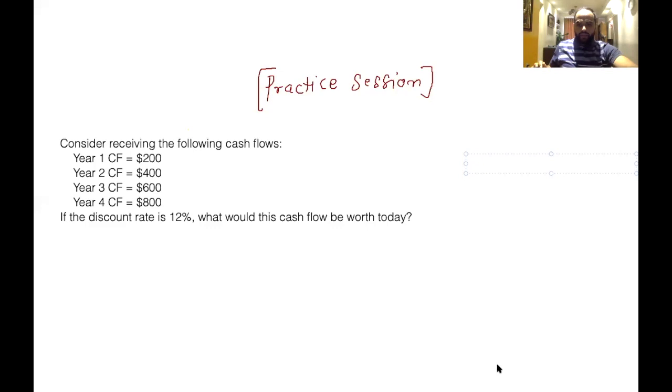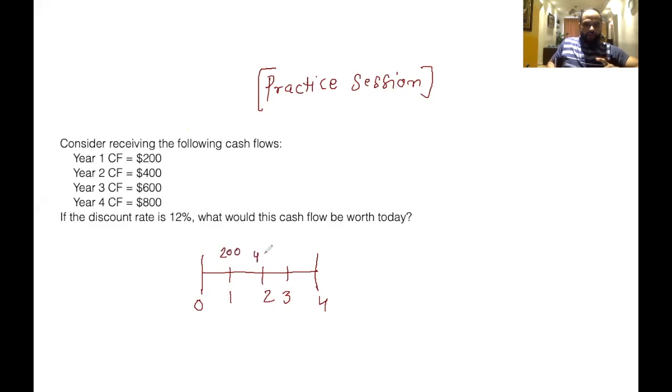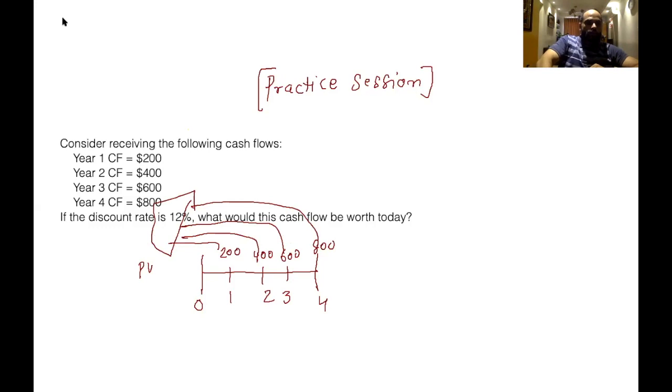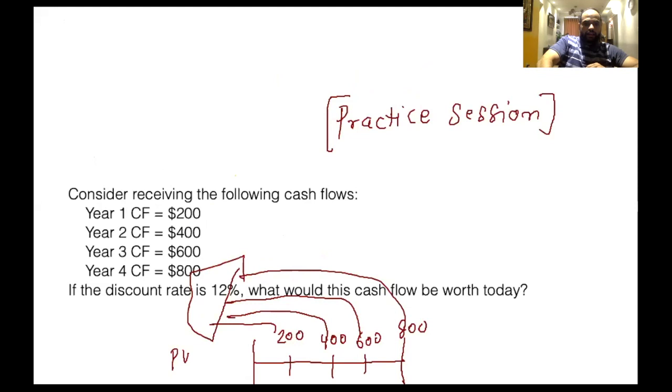Okay, so has everybody finished? Let's check what the cash flows will be for the present. We can simply draw 4 years: 0, 1, 2, 3, 4. Right? So first year 200, 400, 600, and 800. So we need to calculate PV. We're going to calculate PV for all these cash flows, and we're going to add them all.